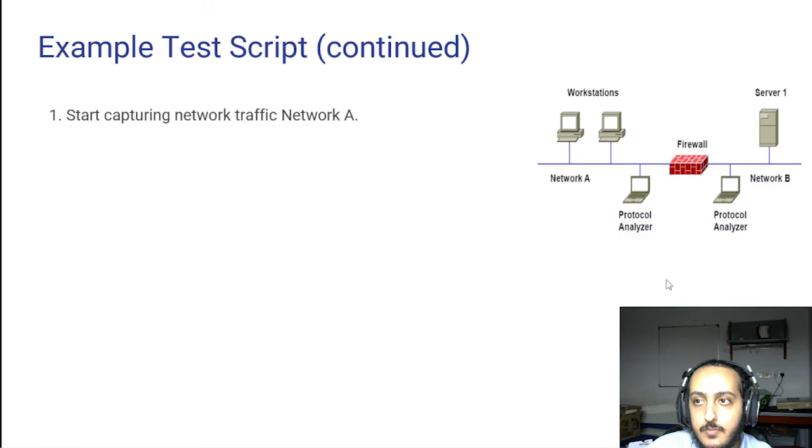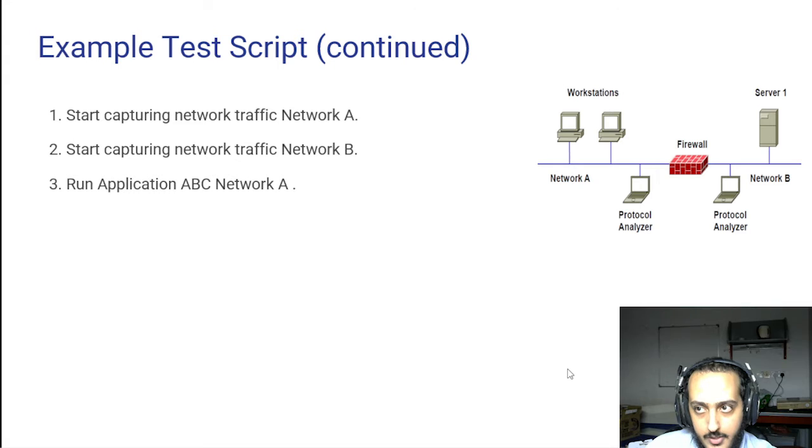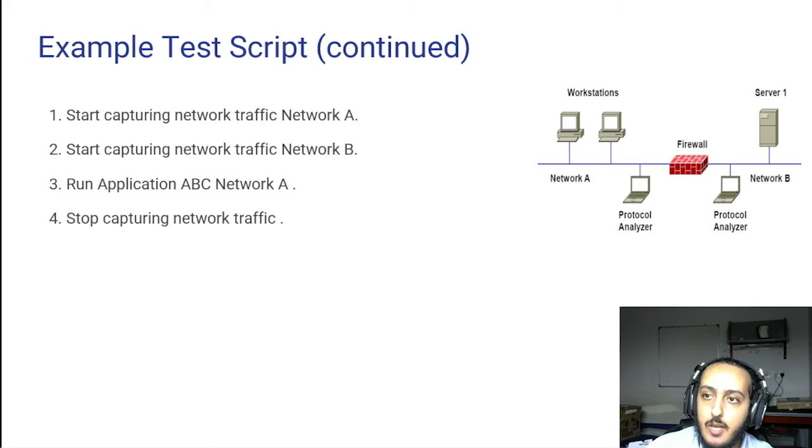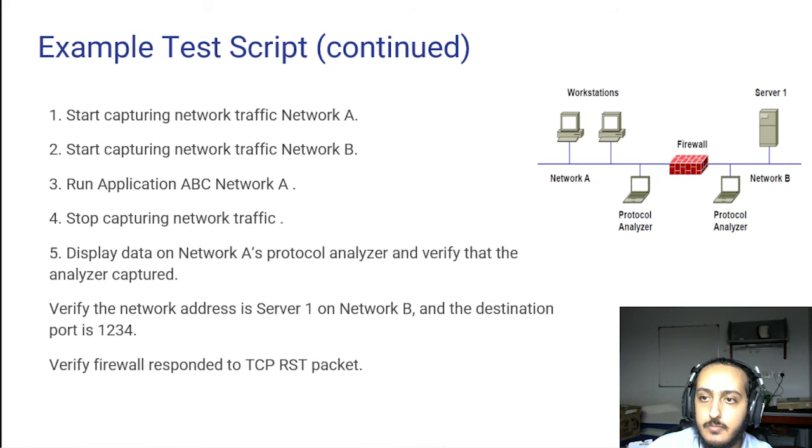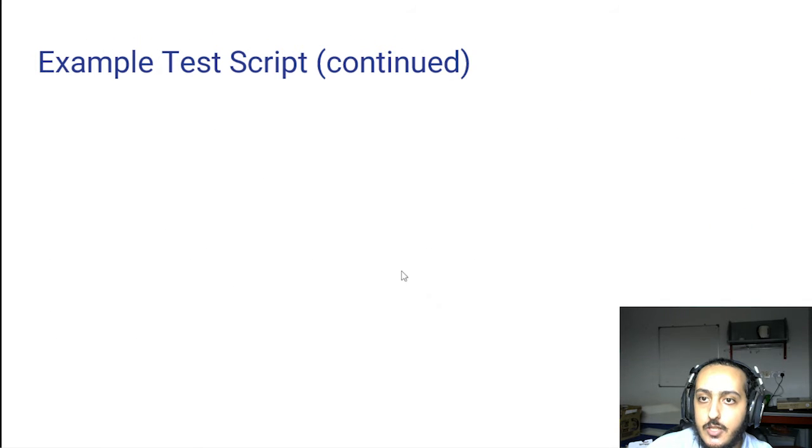testing step. First step is starting capture network on the protocol analysis on A, and then on the network B. Then we will run the application ABC in network A. After that, we will stop the capturing network traffic. And then we will display the data network protocol analysis and verify the protocol.